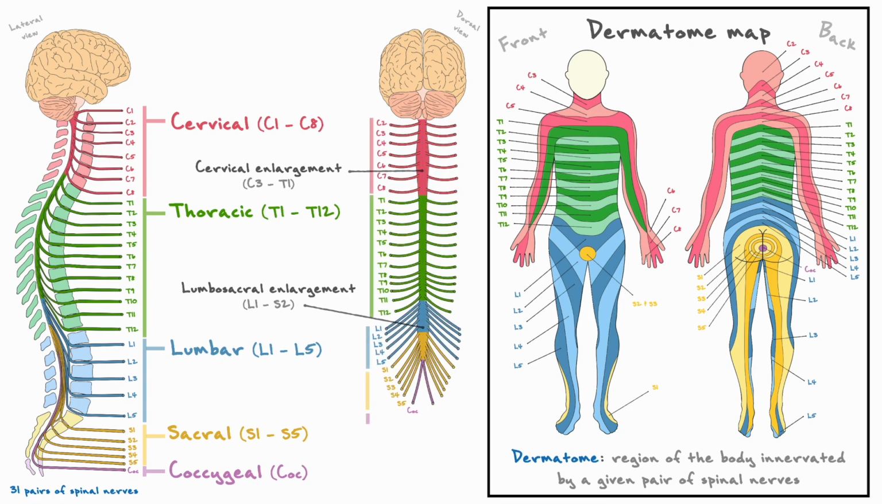If we consider backward divisions, you will see that the cervical enlargement occurs between C3 and T1, and the lumbosacral enlargement occurs between L1 and S2.